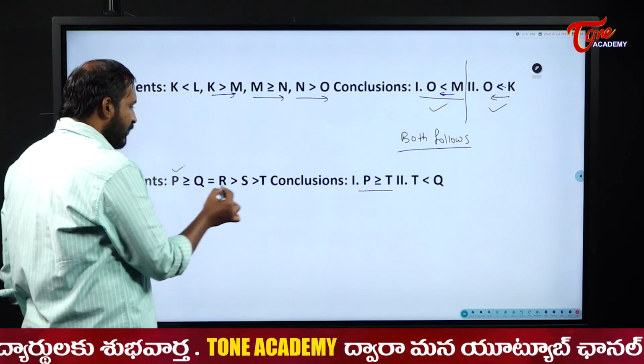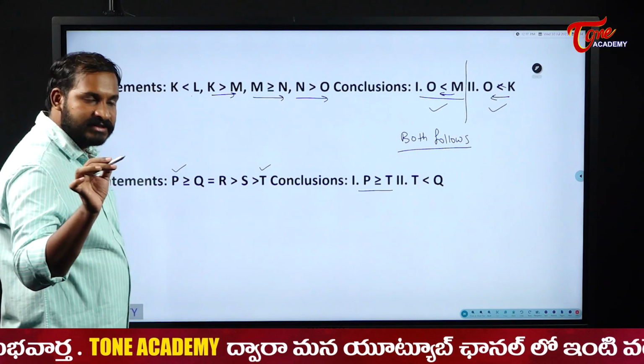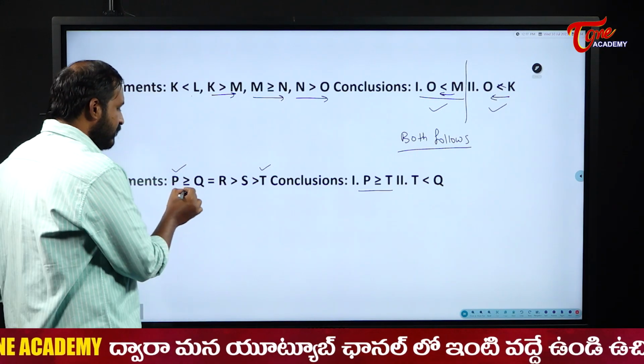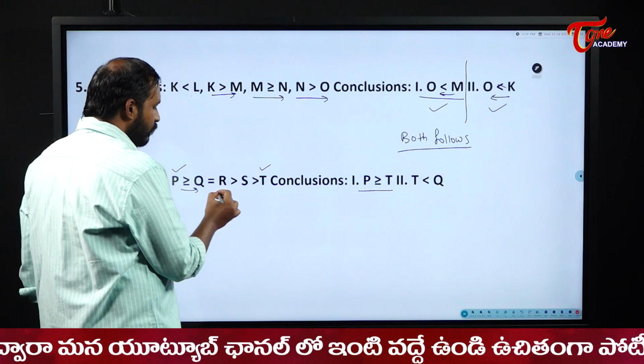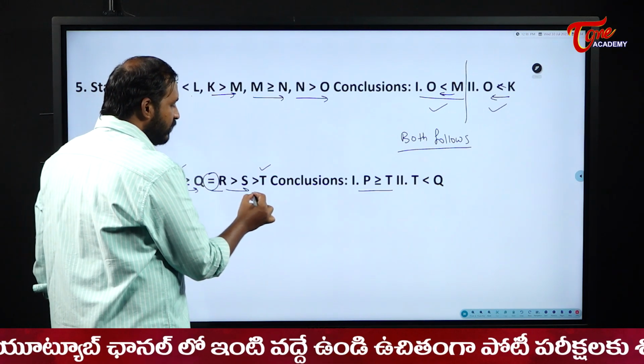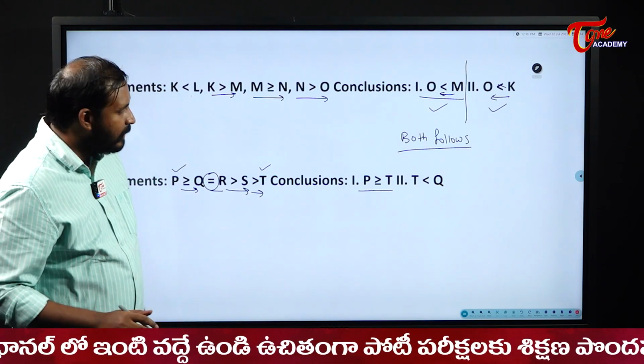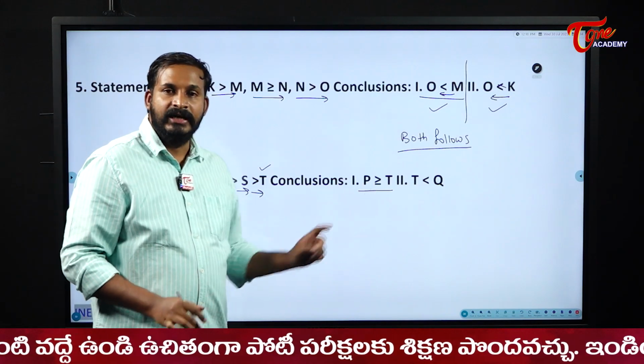First I have P here and T here. First I will check whether I can travel from P to T. Yes, I can travel from P to Q, Q to R, anyway that is equal to negligible. R to S I can travel and S to T also I can travel. But what is the symbol they have given for me? Greater than or equal to.